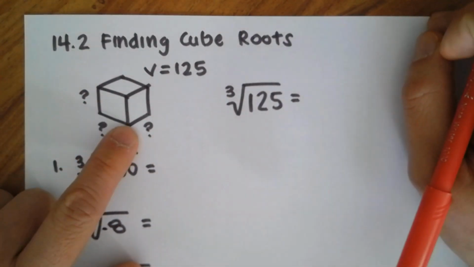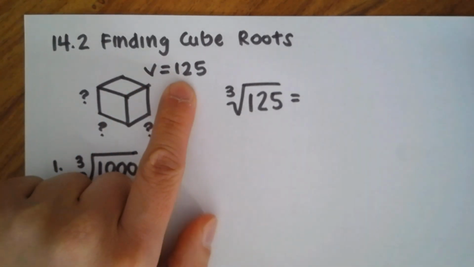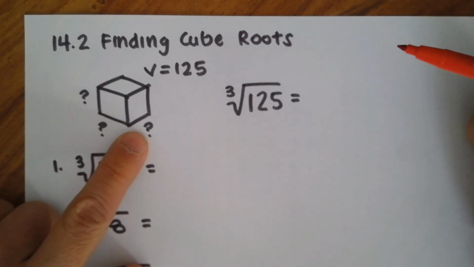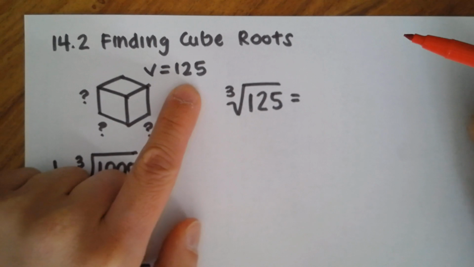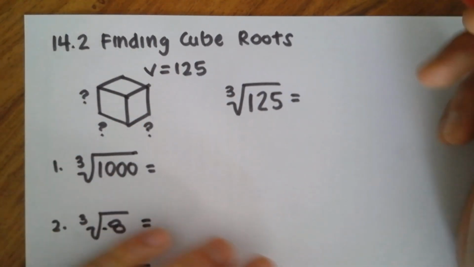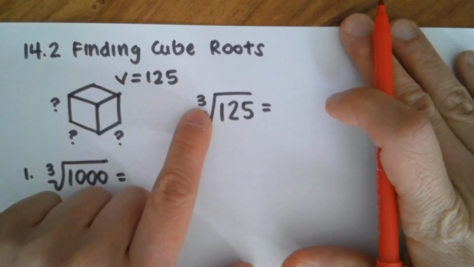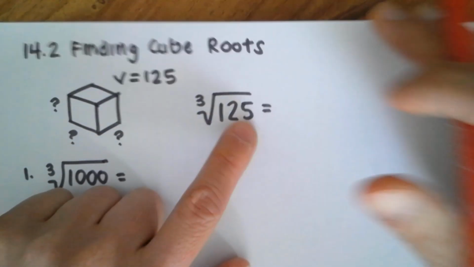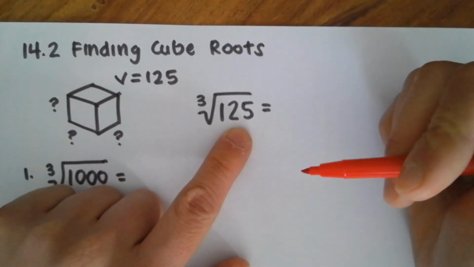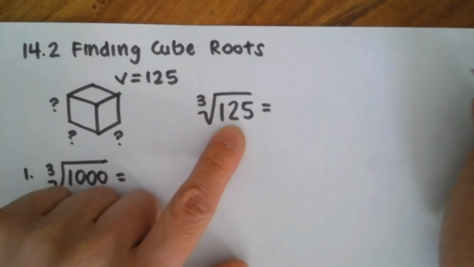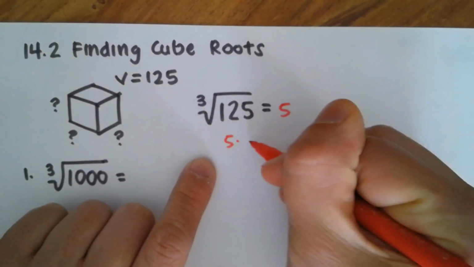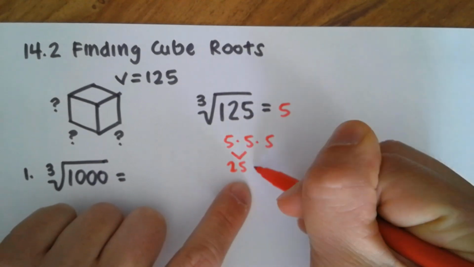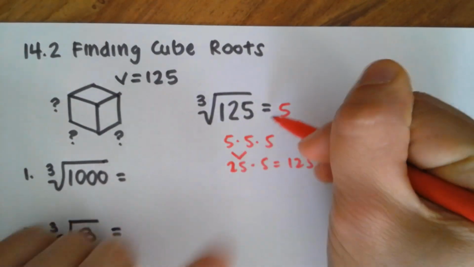If I were to give you a cube right here and I said, oh, okay, this volume is 125. My goal right now is to figure out what are the sides here that will multiply up to 125. Okay, so if I were to find the cube root of 125, see the 3 right here? This is the index, right? Because we're finding the cube. We're trying to find 3 numbers that multiply to 125. What number multiplied by itself 3 times gives you 125? Yeah, it's going to be 5. Why? Because 5 times 5 times 5 is going to give you 125. 5 times 5 is 25, and then times 5 again, that's 125. So the answer is 5.